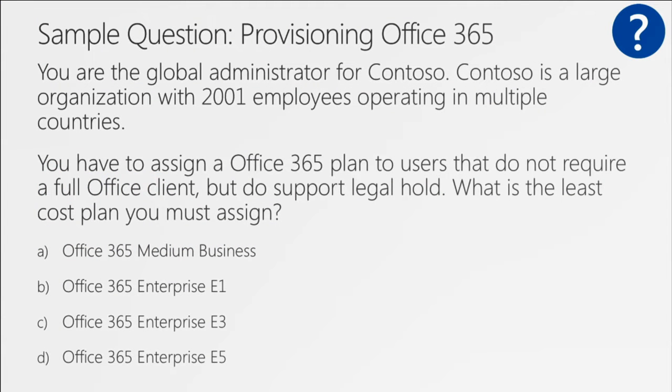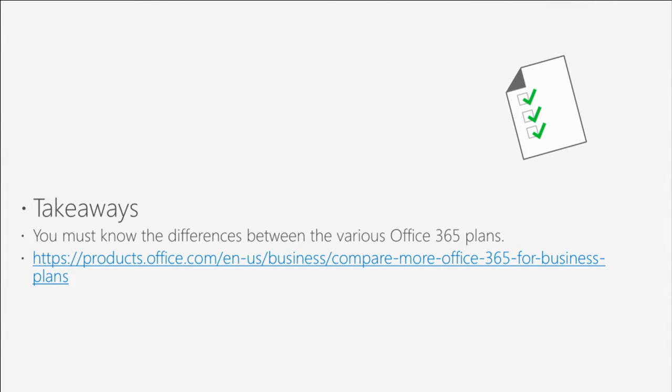Okay, so again, provisioning question. Here you go. You're a global admin for Contoso, huge organization with 2,001 employees in multiple countries. You have to sign up for a 365 plan. Which one would you choose? And the answer, of course, in this case, would be an E3, okay? Because it's over, you need unlimited users. So be aware of that, all right?